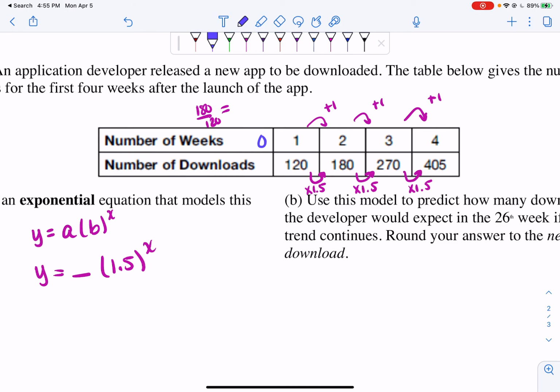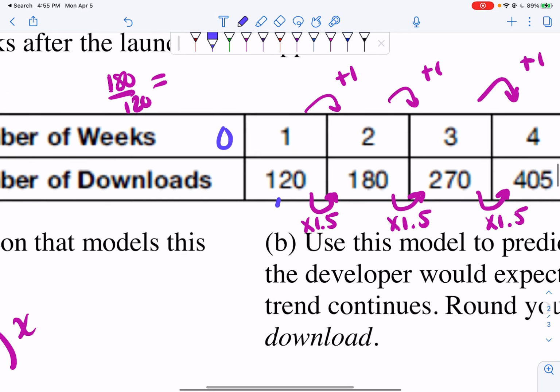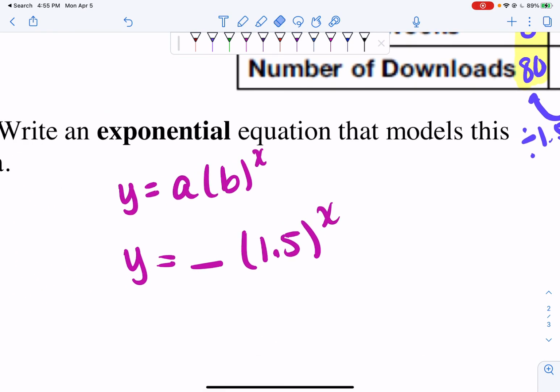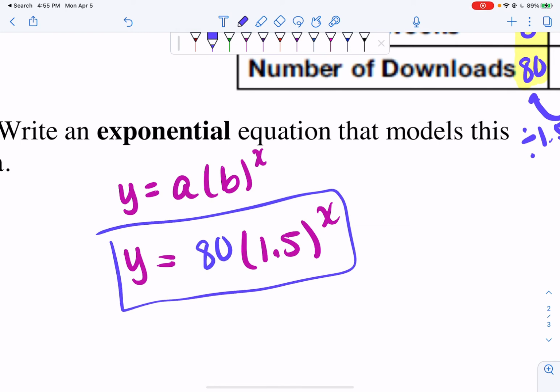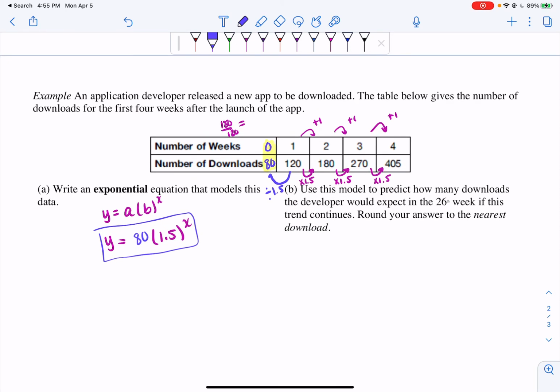So I need to ask myself, what's the opposite of multiplying? Yeah, the opposite of multiplying is dividing. So instead of multiplying by 1.5, I'm going to divide by 1.5. I'm going to travel backwards. So I'm going to do 120 divided by 1.5, and that gives me 80. So I know my initial amount is going to be 80. I'm going to erase this blank and put an 80 here. And this is my final answer: y equals 80 times 1.5 to the x power.